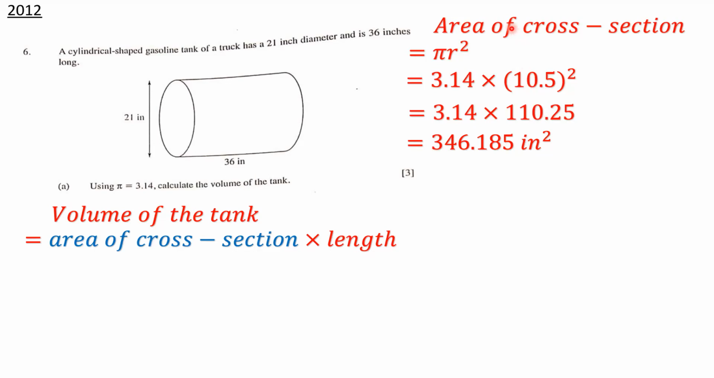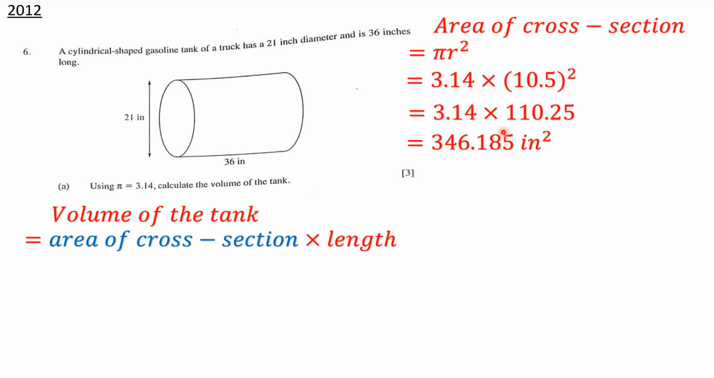First we find the area of the cross section. That's what we did, right? Pi r squared. So pi is 3.14, r is 10.5. We square that, multiply, we get 346.185. This is the area of the cross section, not the volume yet.